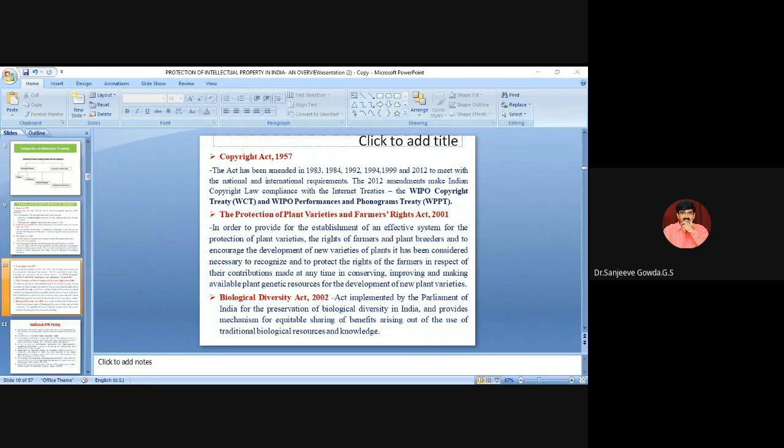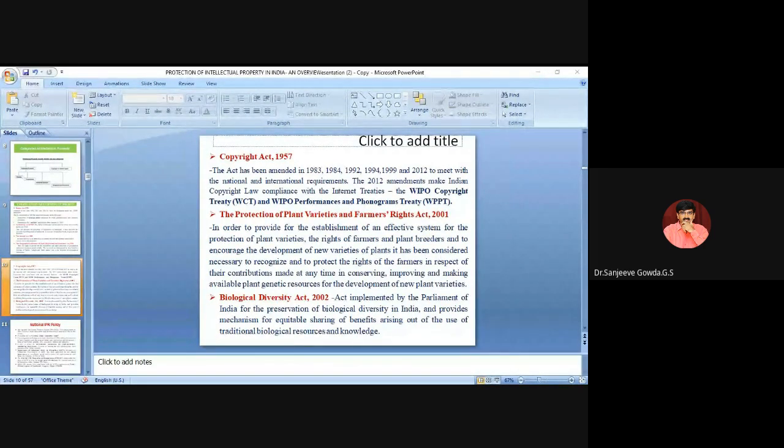Then a mere discovery of a new property or new use for a known substance, or the mere use of a known process, machine or apparatus, unless such known process results in a new product or employs at least one new reactant. So here, a mere discovery of a new property or new use for a known substance is not patentable, because a discovery is not equivalent with the invention.